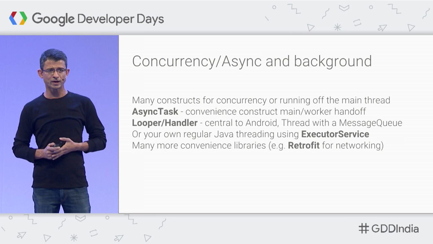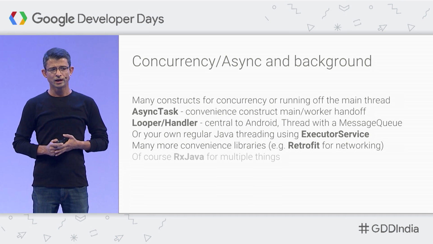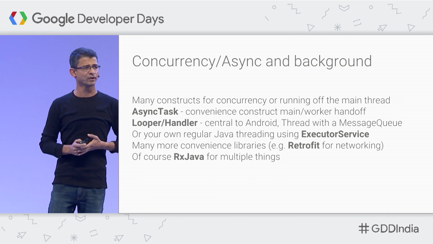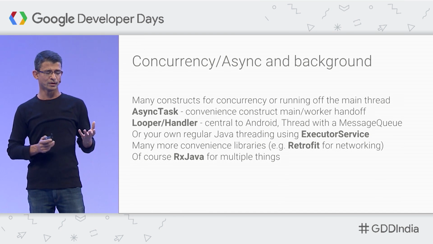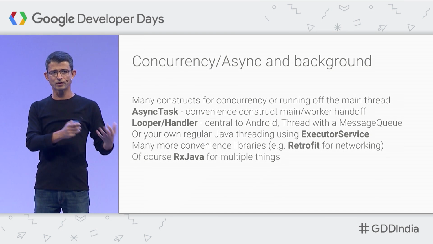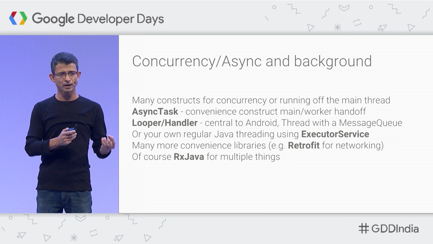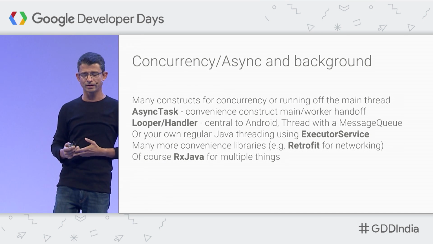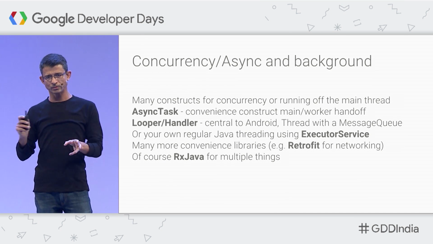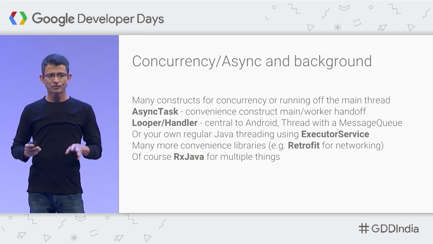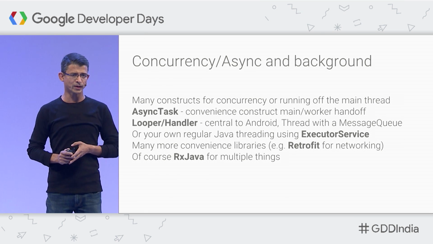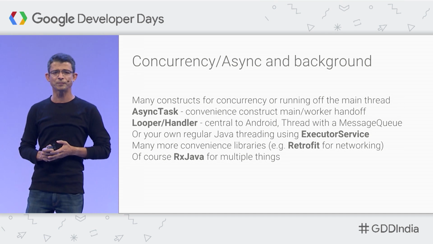Like Retrofit provides some background threading for networking. If you're using RxJava, of course, there are convenient ways to create worker threads. You can observe something on a worker thread, and then it emits messages back to the main thread. There are schedulers that you can use to switch between different thread pools. So there are various ways of doing multi-threading, and there are many more. I'm just covering some of them.